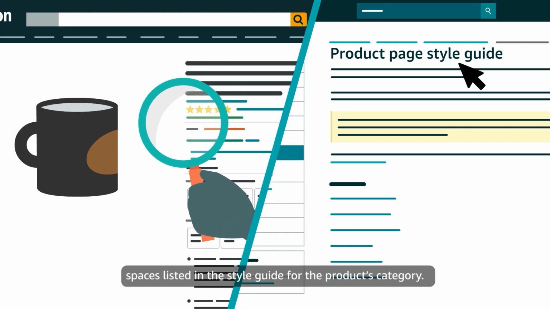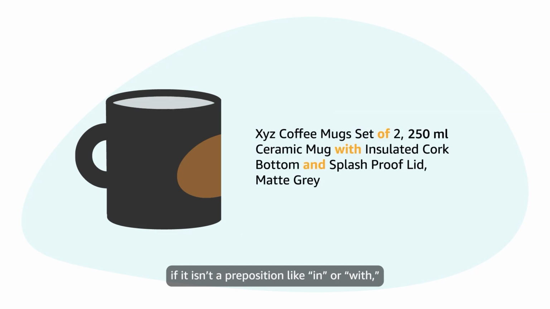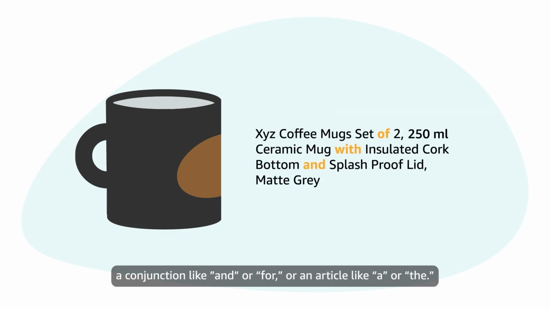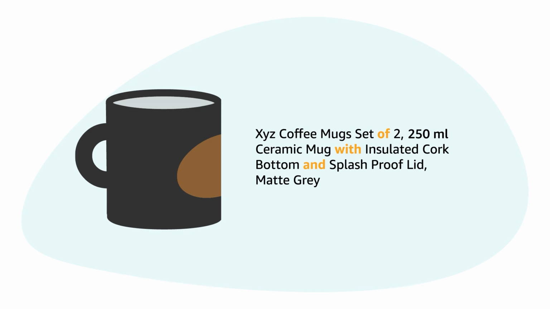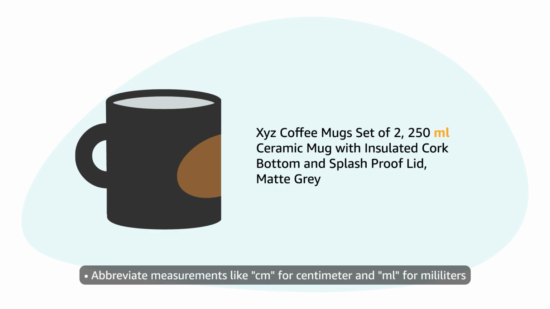product's category. Capitalize the first letter of each word if it isn't a preposition like in or with, a conjunction like and or for, or an article like a or the. Use numerals instead of words for phrases like 2-pack or 250 milliliters. Abbreviate measurements like cm for centimeter and ml for milliliters.